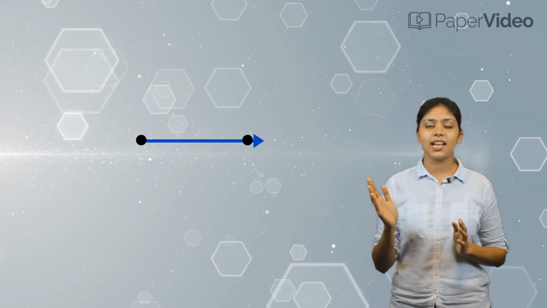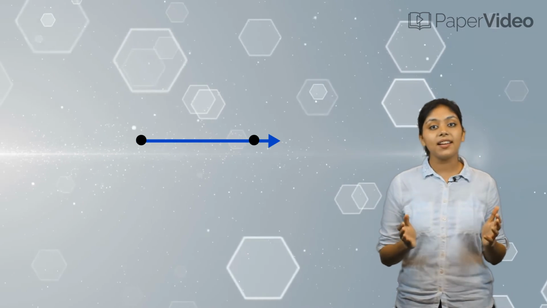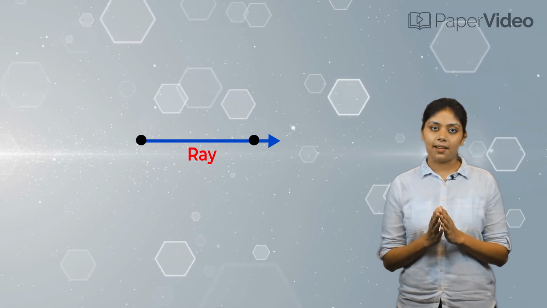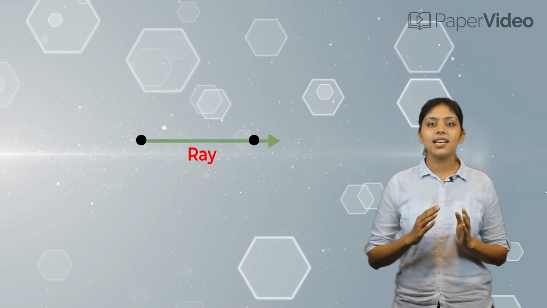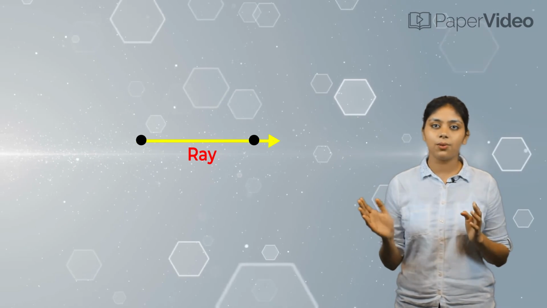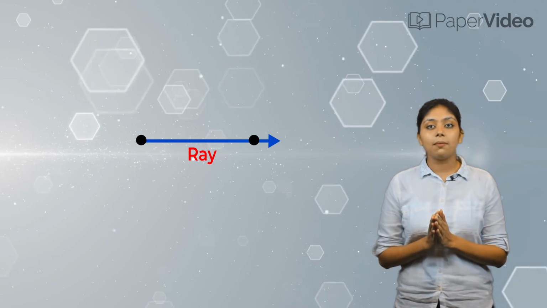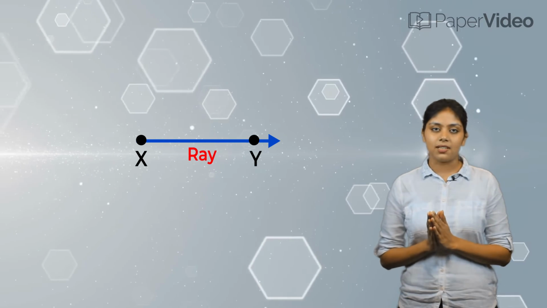Let us now take a single point and move it in one direction only. Then, the figure that we obtain is known as a ray. A ray is a straight one-dimensional figure that can be extended infinitely in one direction only. A ray is also named in the same way as a line segment.